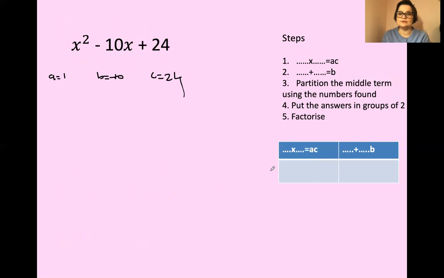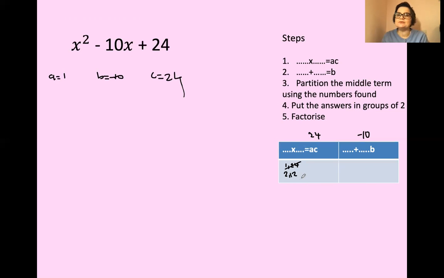Okay, so 24. You need to find two numbers that multiply to give 24, but actually they add to give minus 10. Now the factors of 24 are going to be 2 and 24. Can they add to be minus 10? Cross it out straight away if you want. 2 and 12, 2 times 12 is 24, but 2 plus 12 actually is 14.